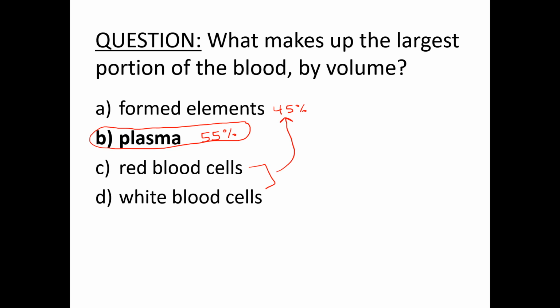See if you can recall, what's the third part of the formed elements? Red blood cells, white blood cells, and if you said platelets, that's exactly right. Those are the three things that are making up the formed elements.